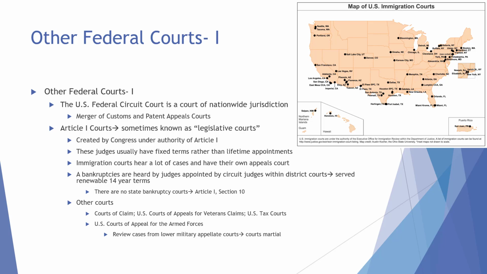So other federal courts, so the U.S. Federal Circuit Court is a nationwide jurisdiction merger of the Customs and Patents Court. Article I courts, sometimes known as legislative courts, created by Congress under Article I, have judges with fixed terms rather than lifetime appointments. So that's one of the things that I was emphasizing earlier in the lecture when we talked about Article III courts versus other courts, not lifetime tenure. So these judges, immigration courts hear a lot of cases and have their own appeals court, and then you can eventually get into the federal courts.